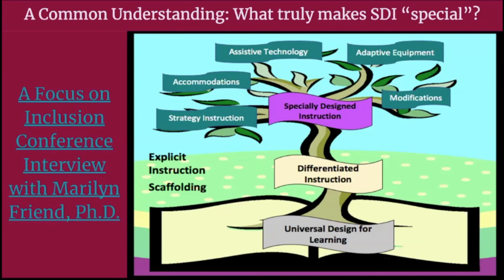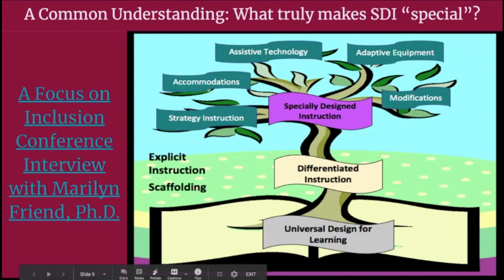Next is that specially designed instruction layer. And this is where we're no longer thinking about all students. We really are thinking about specific students and what their disability is and what the characteristics of that student are based on that disability. And we're going to really make sure that they can access the general ed curriculum by designing the instruction to have different strategy instruction. Maybe they're going to require some assistive technology or some equipment they need. And then, of course, the accommodations and modifications that we're all mostly familiar with.